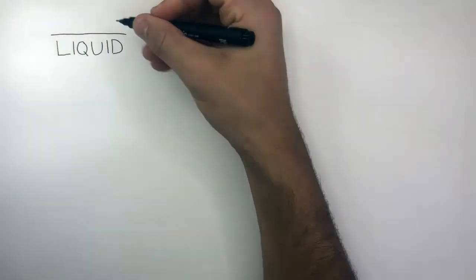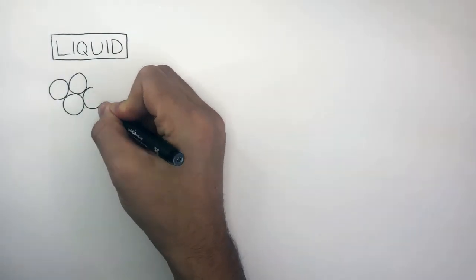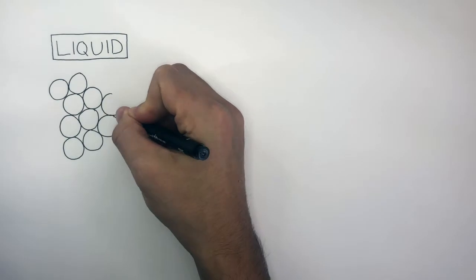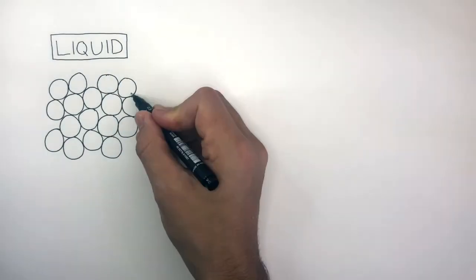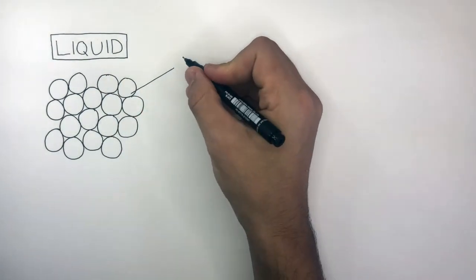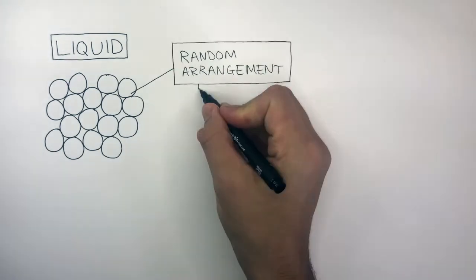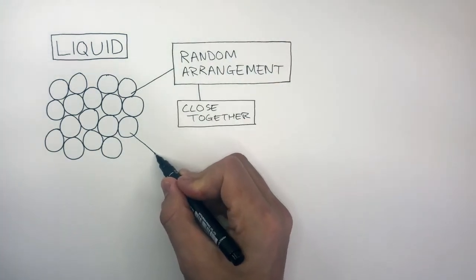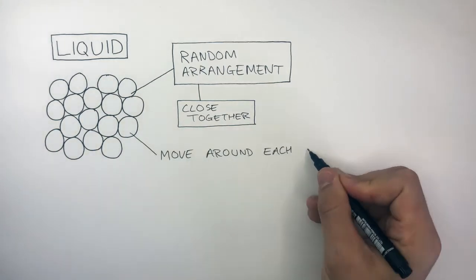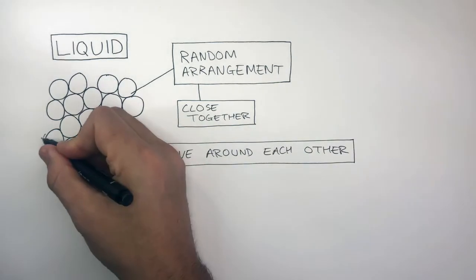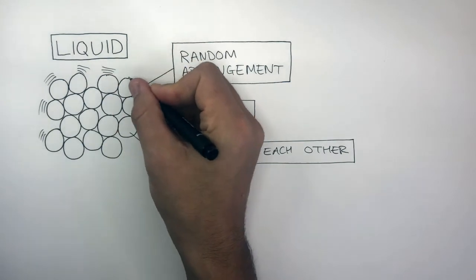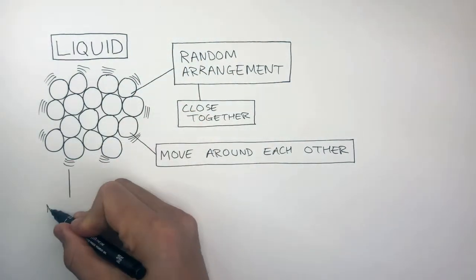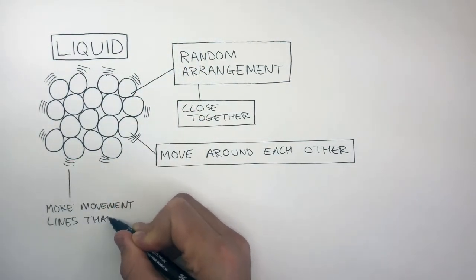In liquid particle diagrams, the particles are drawn in random places and they are close together. This is because the particles in liquids have a random arrangement and are close together. In a liquid, the particles are able to freely move around each other. We can see this on the particle diagram as shown by the movement lines. There are more movement lines in a liquid than a solid.